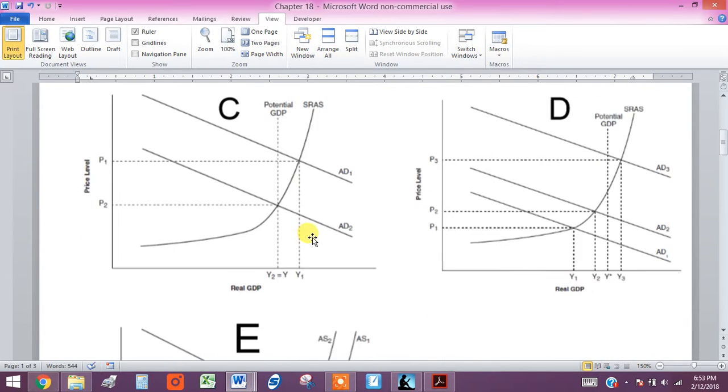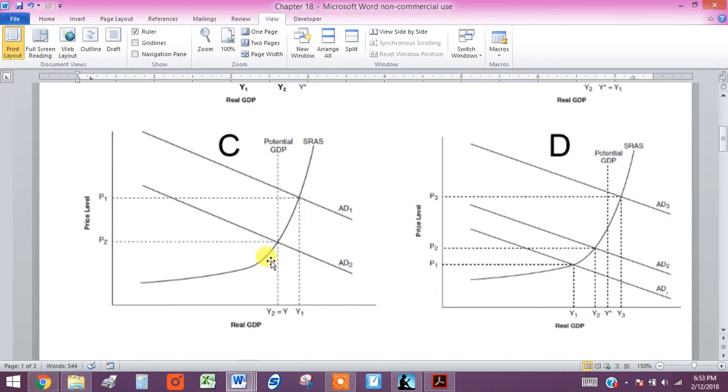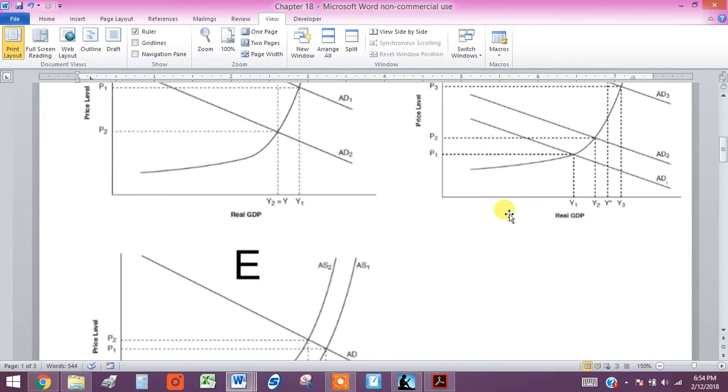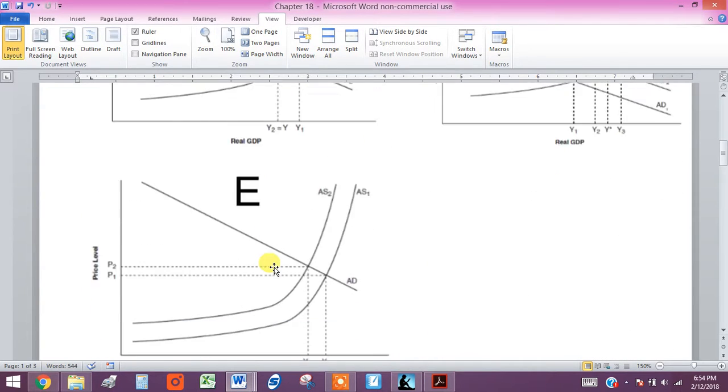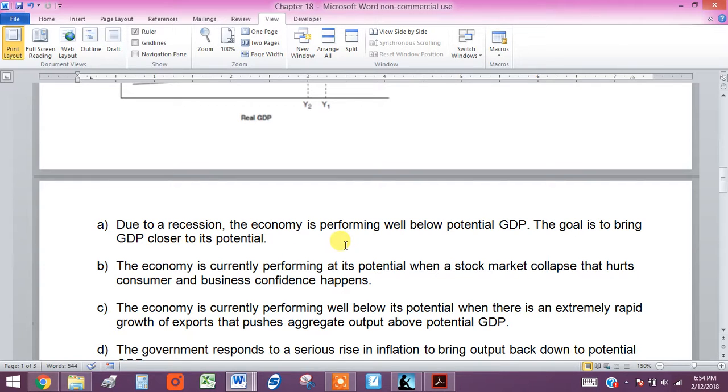Y star, except there's an error. This should be Y star. Here, Y2 equals Y star in graph C. And here we're going from Y1 to Y3, really going all the way up past the potential. So if we're looking at the scenario that matches graph A, I just want to explain how I want you to think about this, and then I'm going to let you figure out the rest on your own.